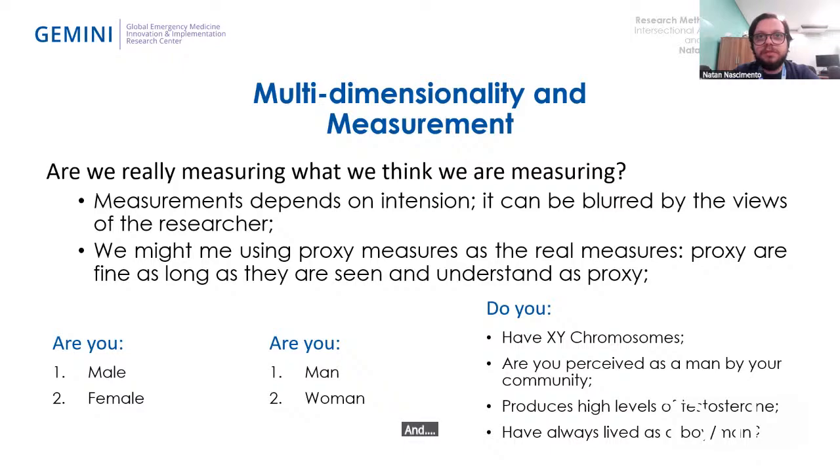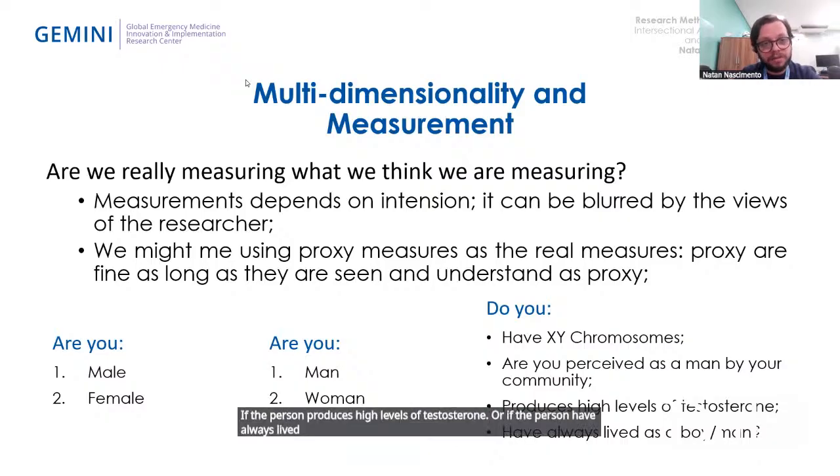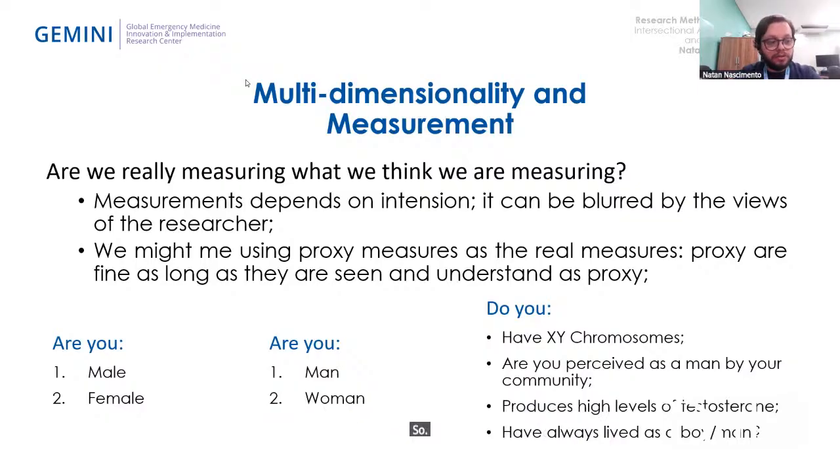And there seems to be sometimes a poor understanding by some researchers of what that really means. So a cisgender heterosexual researcher sometimes will see a question like, are you female or male? And think that, okay, now I have data that I can use as sex. But are you really, or are you using a proxy measure? Because do you really want to ask if you are male or female, or do you want to ask if the person has XY chromosomes, or if the person is perceived as a man by the community, if the person produces high levels of testosterone, or if the person has always lived as a boy or a man? So when we're trying to collect data, sometimes we just say, okay, let's put some text and then put some gender.